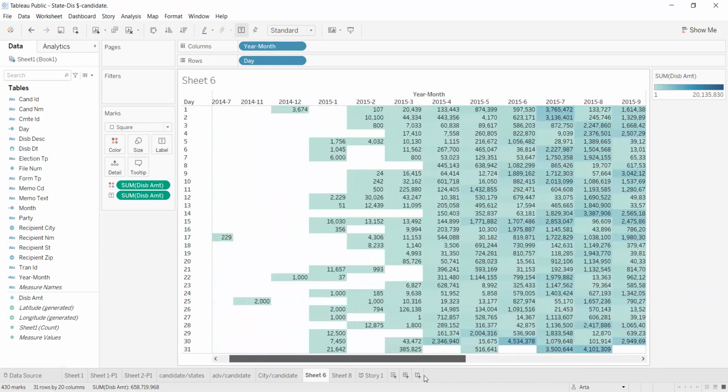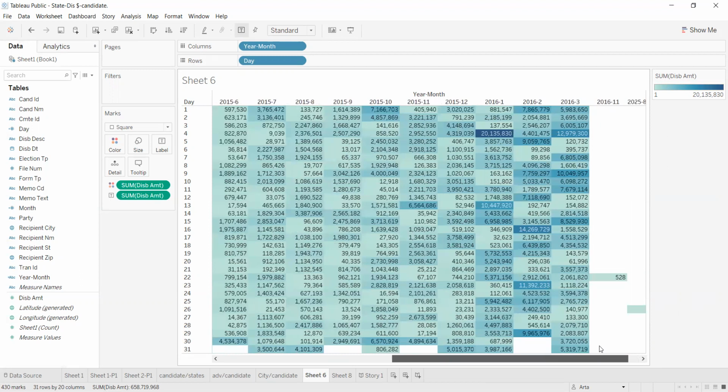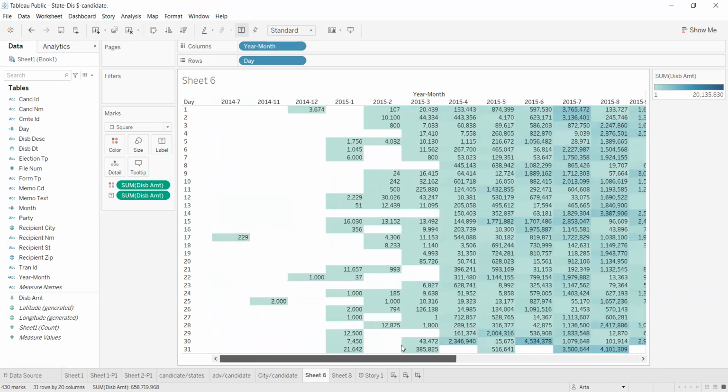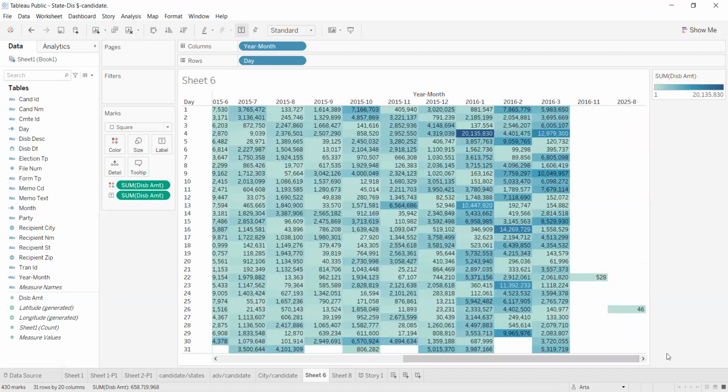So we just consider November 2014 to March 2016. As you can see, for example, the days are shown here. So with just a glance, you can see how much money candidates spend on each day. For example, in 2016 March, you can see in January 4th, 2016, they spent the most money, which is more than $20 million. So it really helps for comparing the numbers.